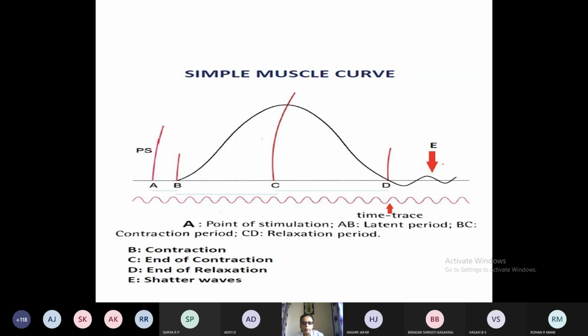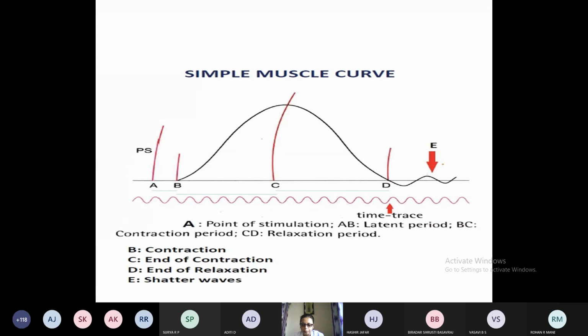Next, once the action potential has started in the nerve, it has to cross the neuromuscular transmission. So that is another point why this latent period is happening, why this gap is happening. Once the action potential reaches the neuromuscular junction, there should be excitation contraction coupling. That mechanism has to happen. What is that mechanism? Excitation contraction coupling.